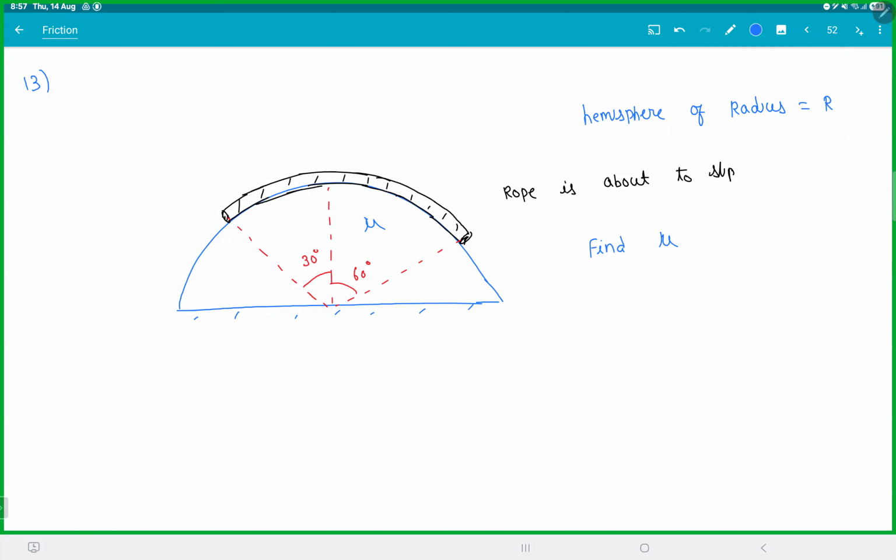Instead of giving some weird shape, I gave a hemisphere this time. So you kept a rope such that one end is making 30 degrees with the vertical, another end is making 60 degrees with the vertical. If this rope is about to slip, meaning a little push and the rope will slide, find the coefficient of friction.